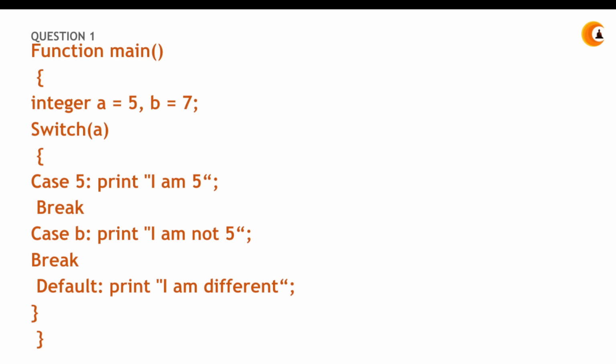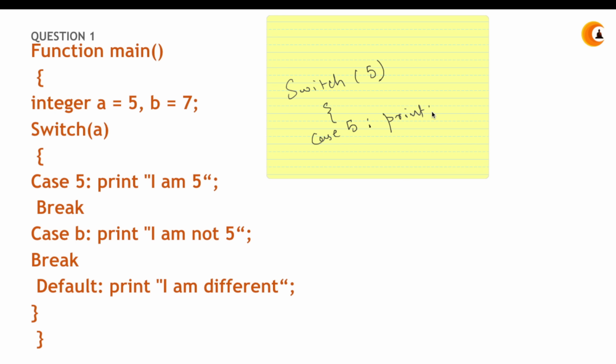Okay, so your time is up. Now if you ask me about this question, in switch you will be passing 5, right? You'll pass 5. Now you already have a case that is 5. So it should technically print what? It should print I am 5, right? But this code will give an error.